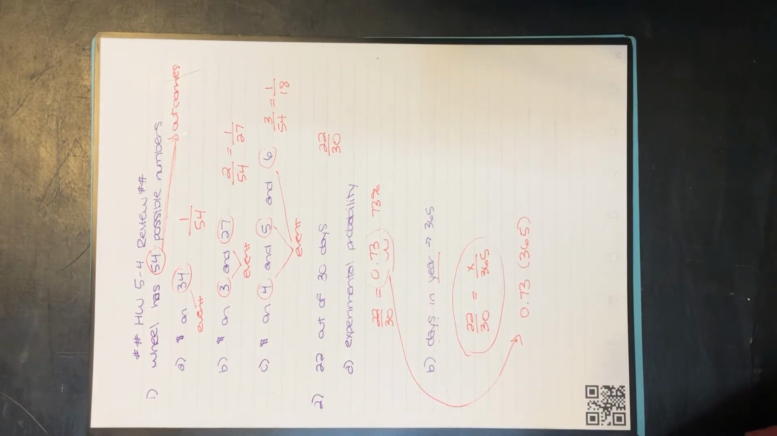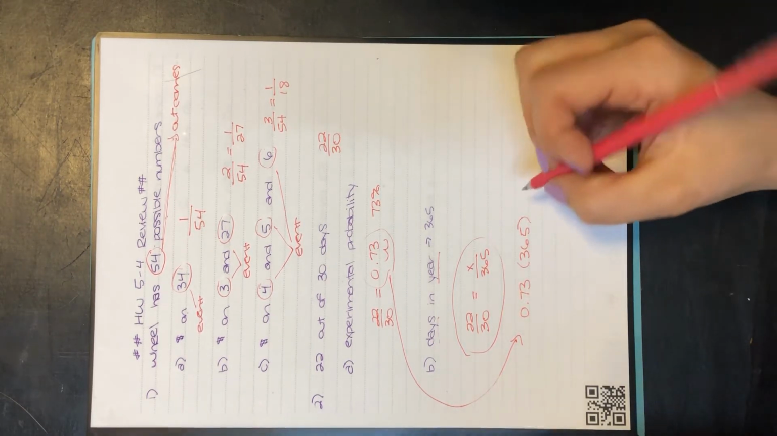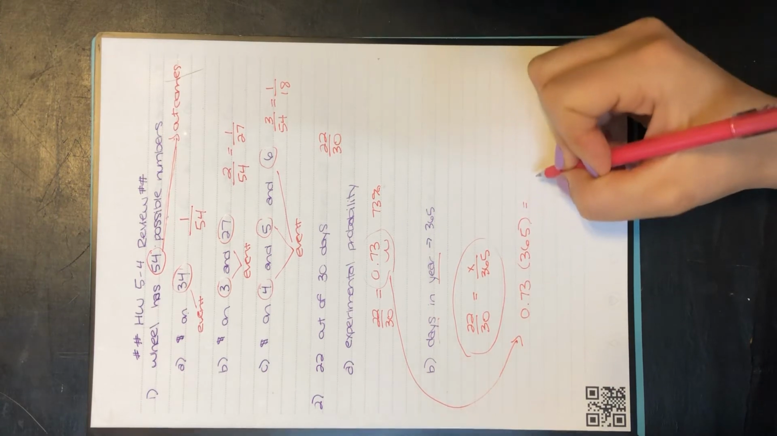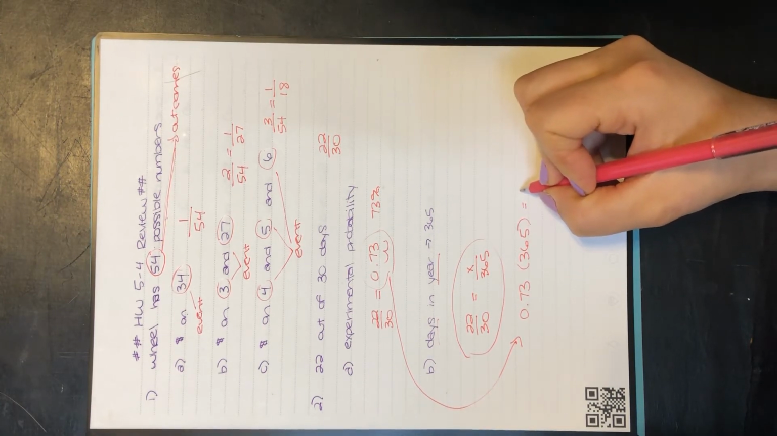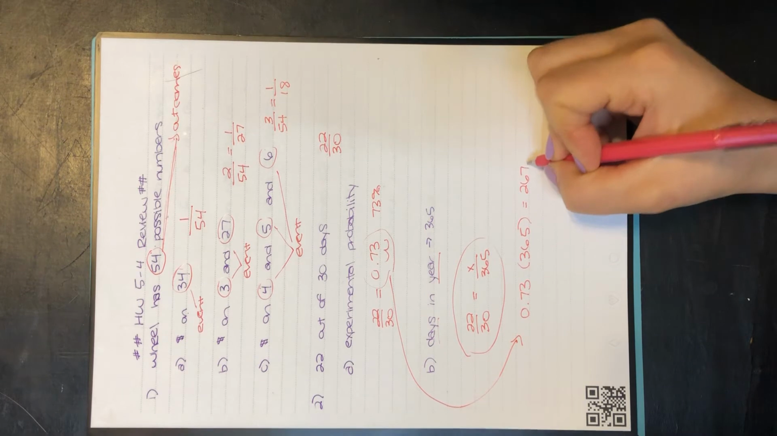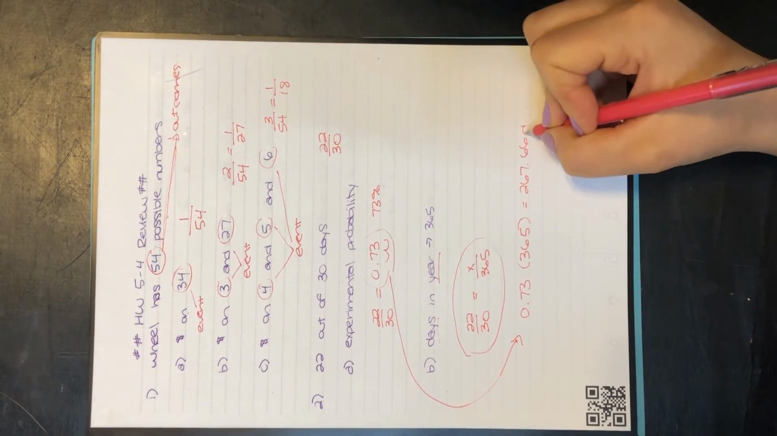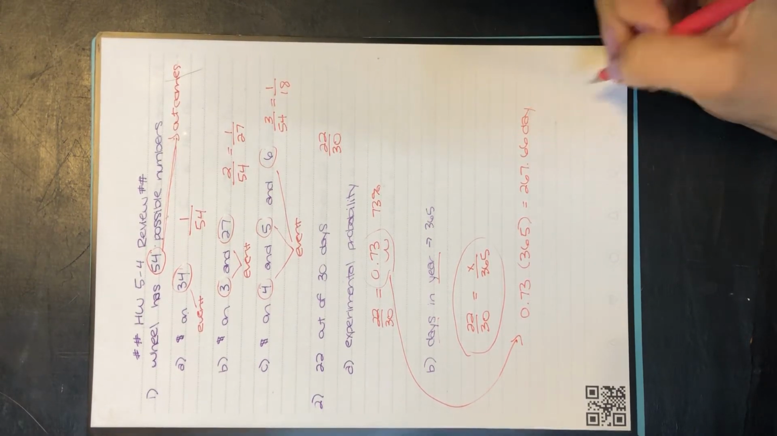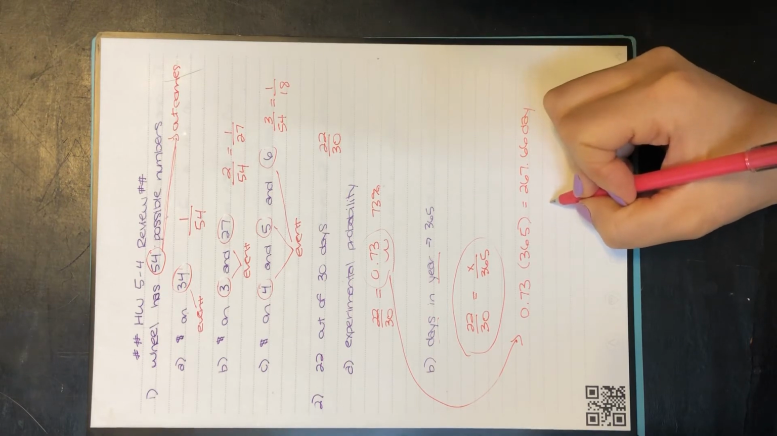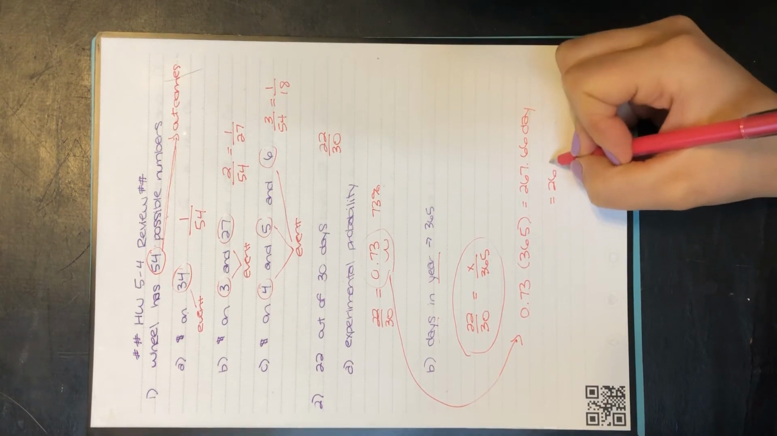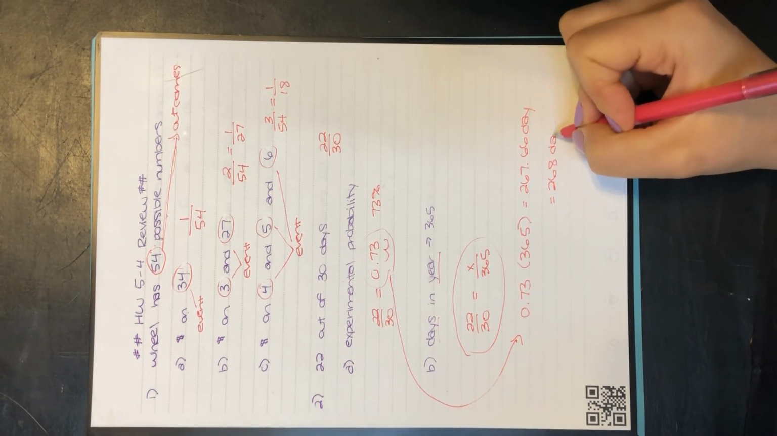And so when I go ahead and multiply those together, I'm just going to put it in the calculator. Times 365 days, or in 1 year. This says I'm going to have 267.66 days that my weather forecast is correct. So maybe I'll round that up to 268 days, maybe give them the benefit of the doubt there. 268 days.